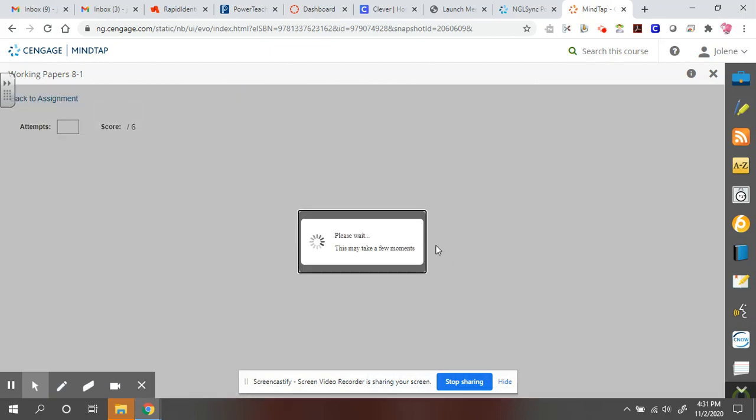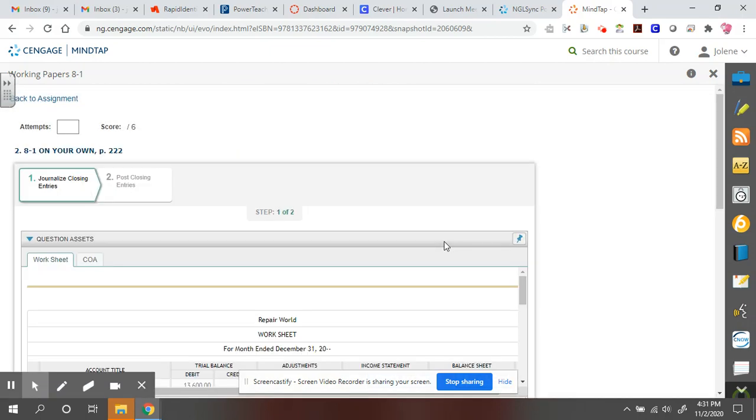And then you can go on and you can do the work on your own by yourself to see how you do, and just give it some practice.